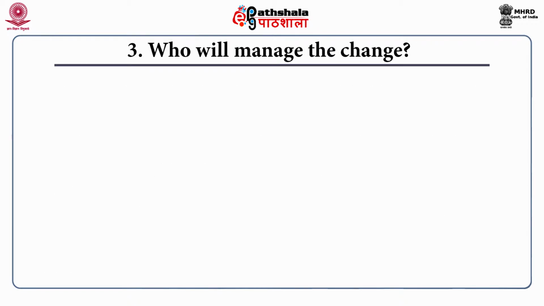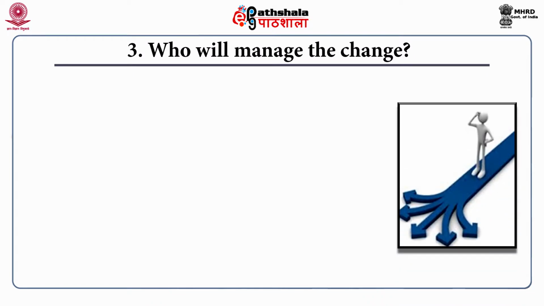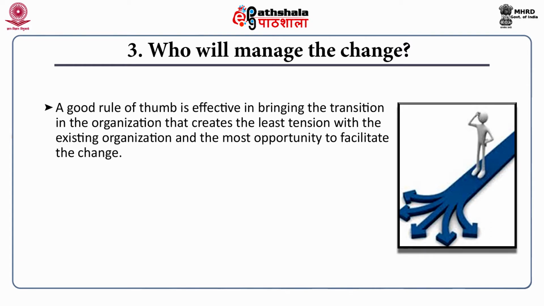Who will manage the change? Although the coalition team has a very critical role in establishing the vision and setting the direction for the change efforts, the team may not be involved in managing the change. A good rule of thumb is to choose whoever is effective in bringing the transition to the organization, creates the least tension with the existing organization, and offers the most opportunity to facilitate the change.